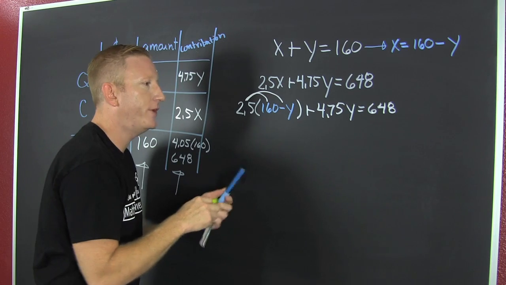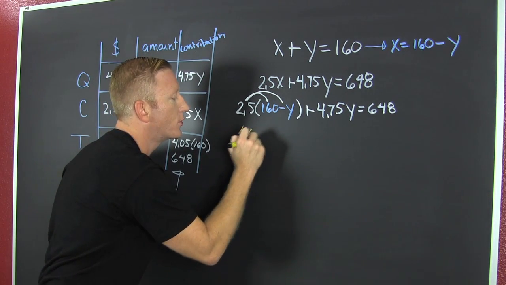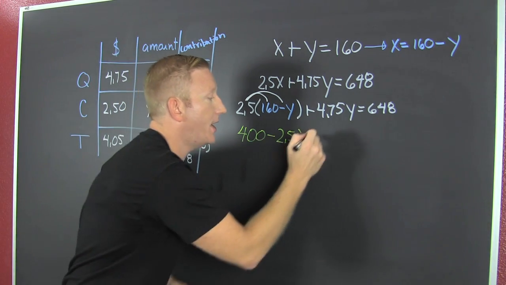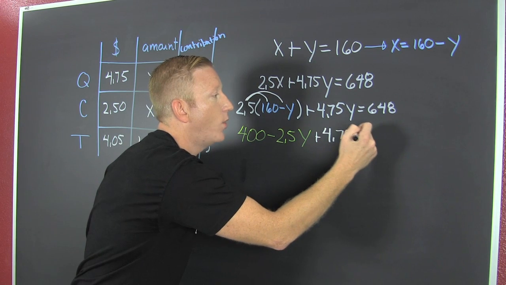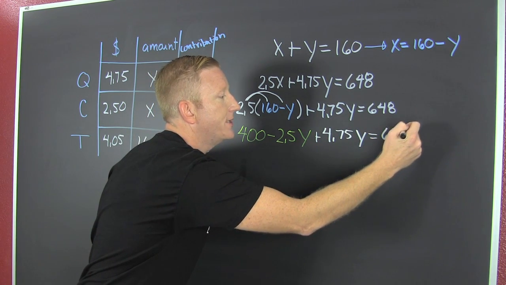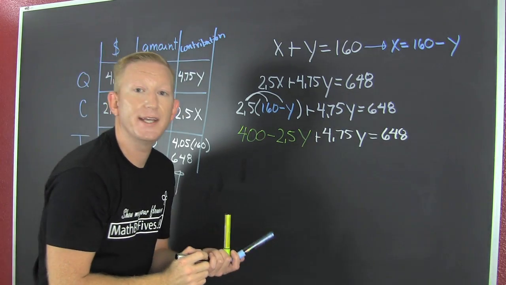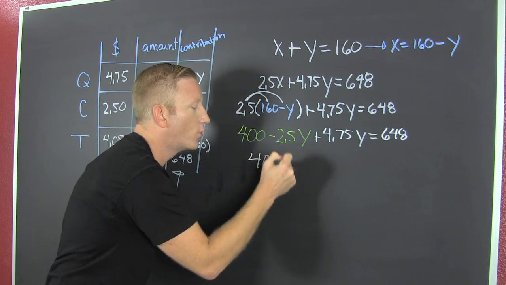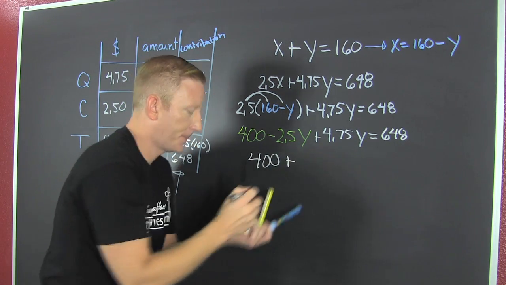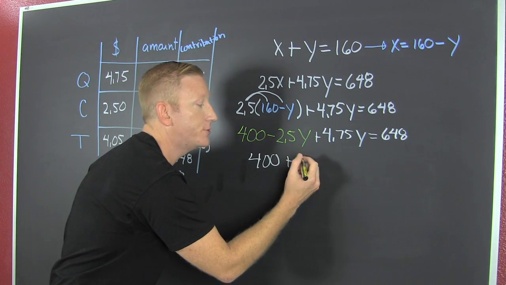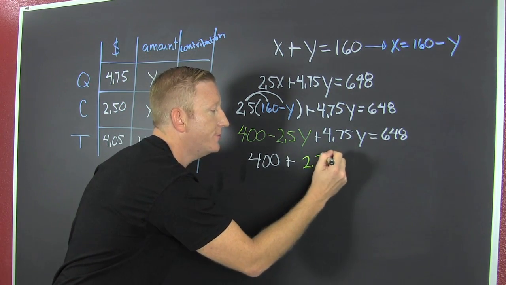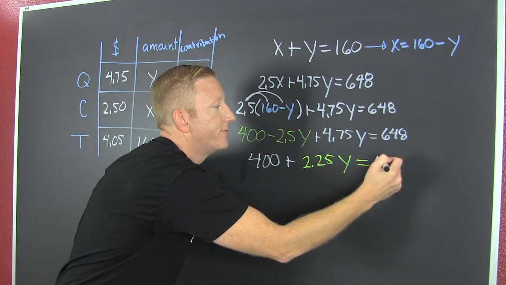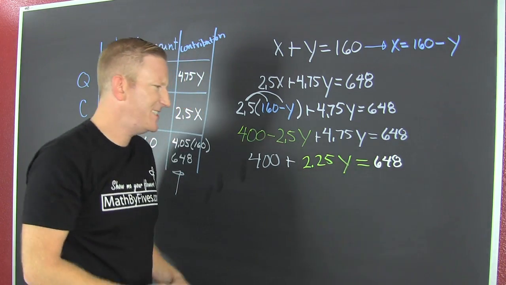I multiply that in. The 2.5 times the 160 is 400 minus 2.5Y, and then plus 4.75Y is equal to 648. Great. I'm going to gather, collect, and combine. And I'll have my 400 plus my 4.75 minus my 2.5 is going to give me 2.25Y. And then that's going to be equal to that 648. Finish him.